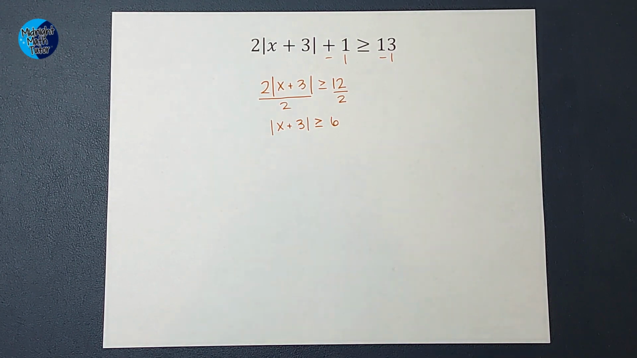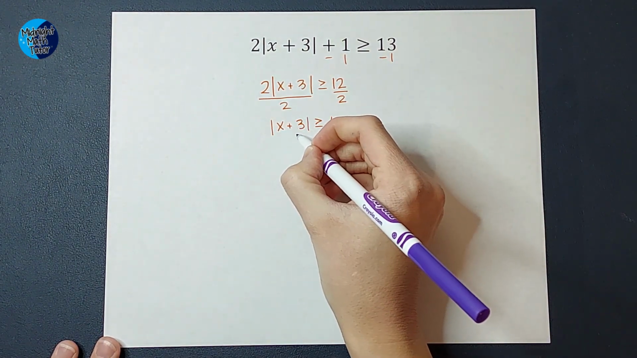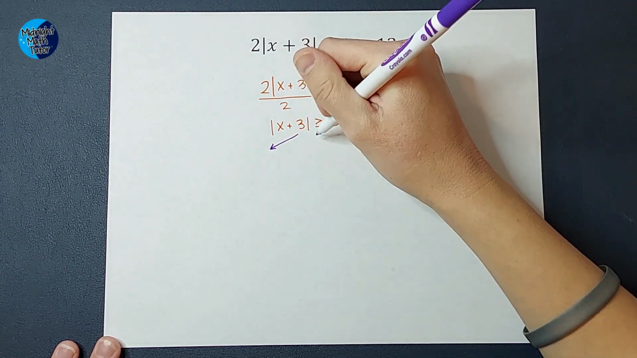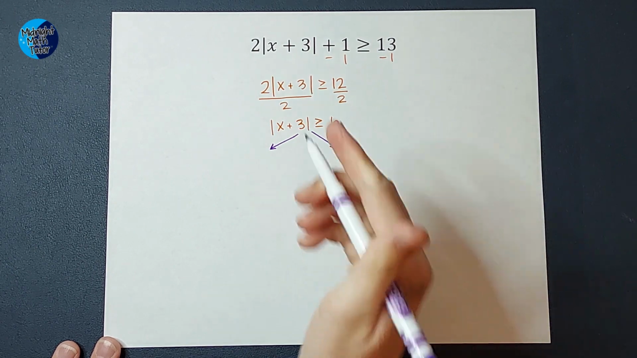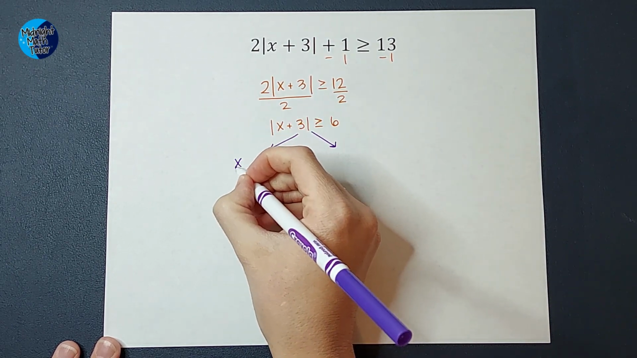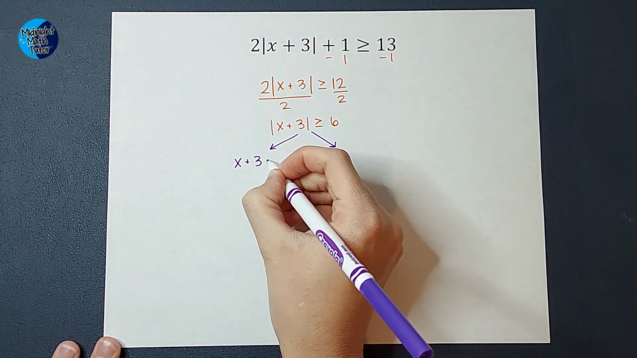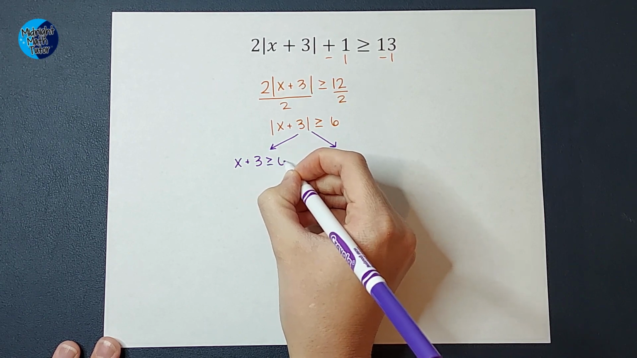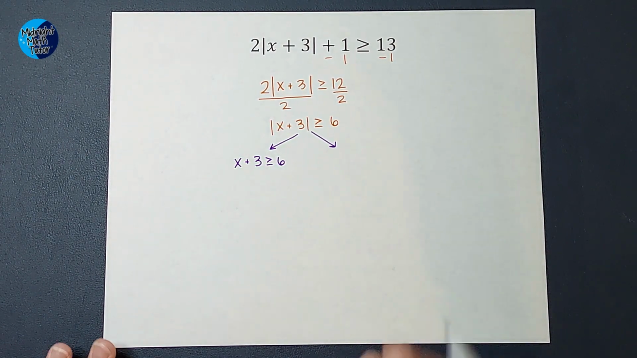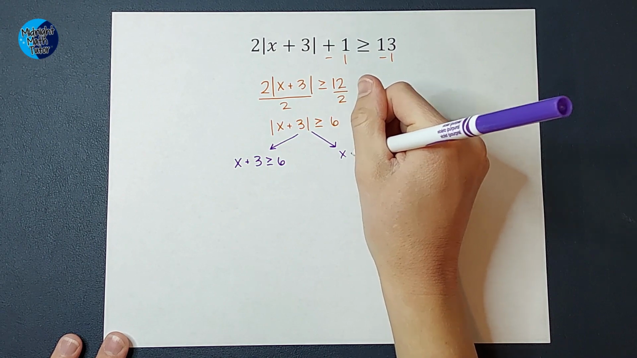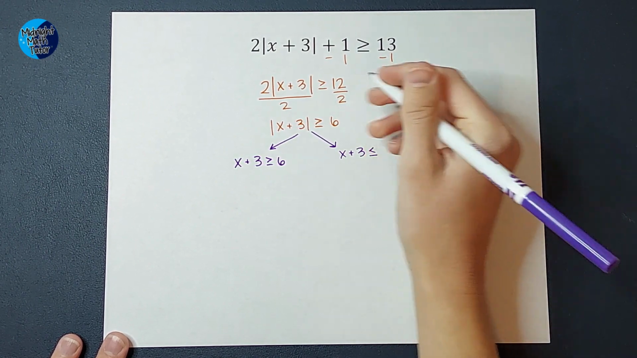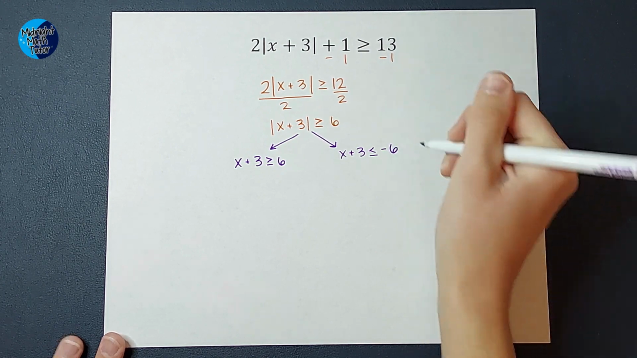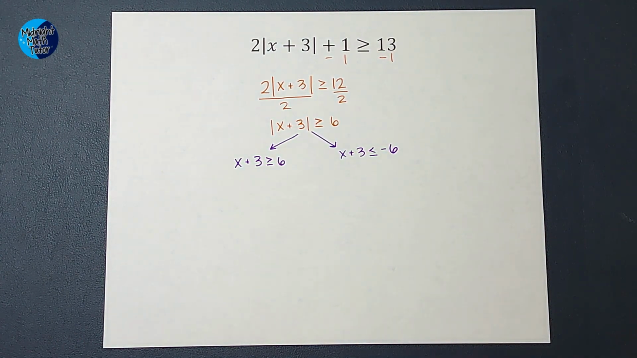I'm actually going to use a different color so it kind of stands out. So we're splitting this into 2 different ones, okay? The first one, we just dropped the absolute value bars. That's it. So we have x plus 3 is greater than or equal to 6, okay? The other one, we also drop the absolute value bars, but we also flip our inequality and change the sign on that guy, okay? So it's now a -6, and I flipped that sign, okay?